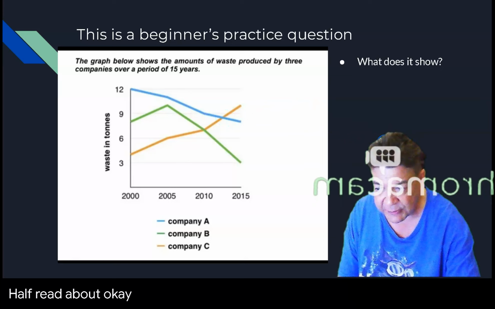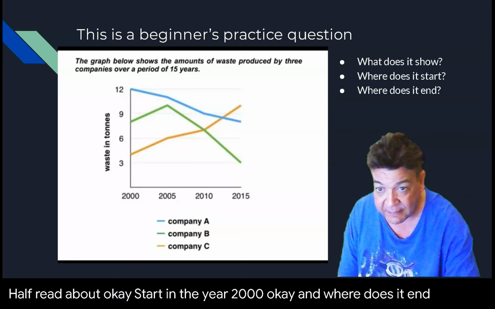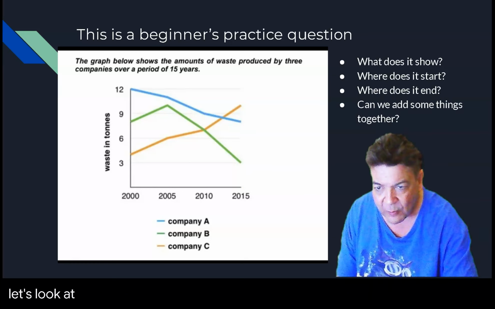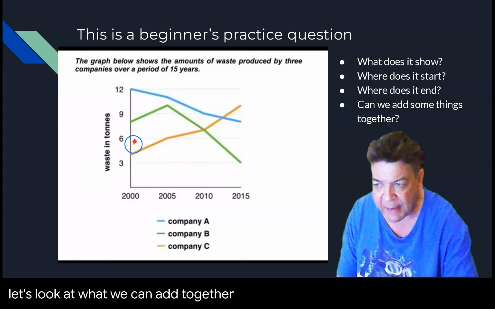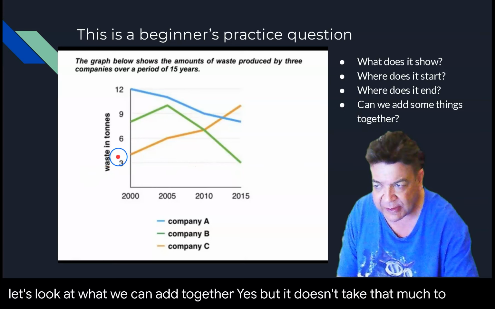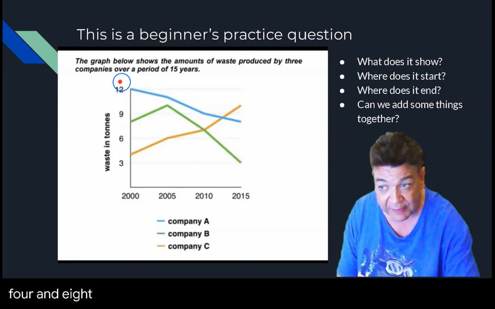Okay. Well, that's what it shows. Where does it start? In the year 2000. Okay. And where does it end? 2015. 15 years later. And then let's look at what we can add together. Okay. This is not a math test, but it doesn't take that much to take 4 and 8. Those two together is 12, which is where this one starts.